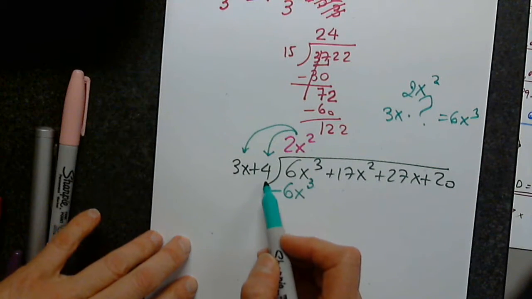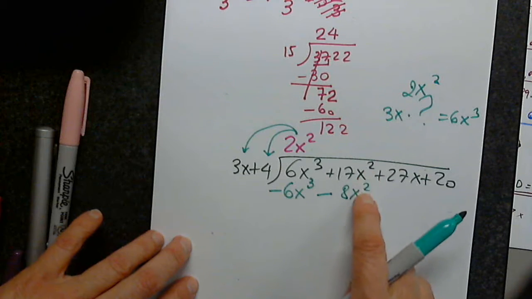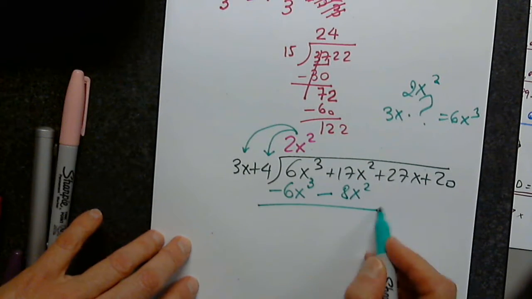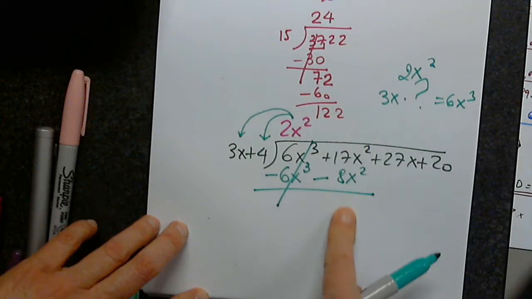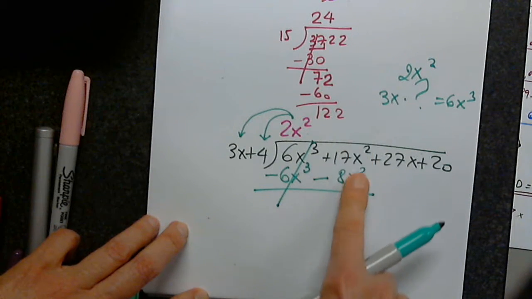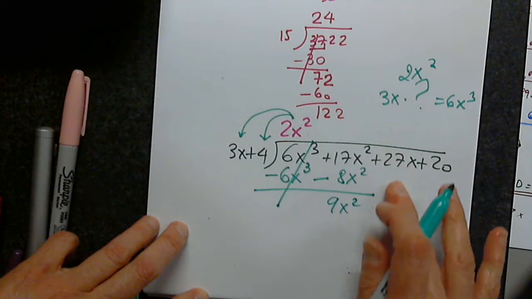2x squared times 4: negative 8x squared, and I have to write it under the like term. These two go away. I perform the operations I see. What am I left with? 9x squared. I bring down the next in line.